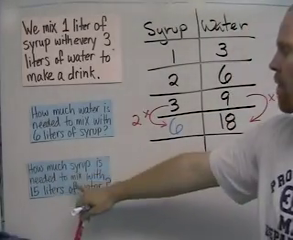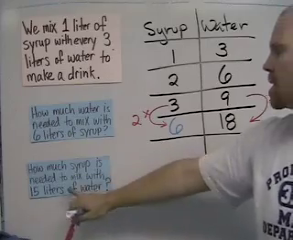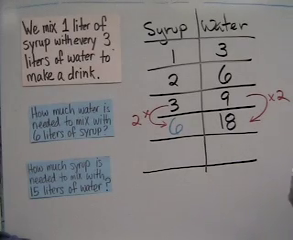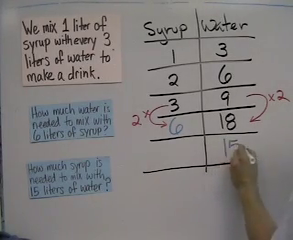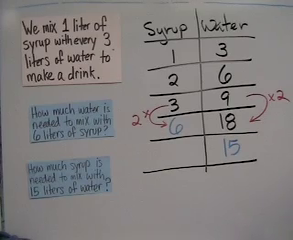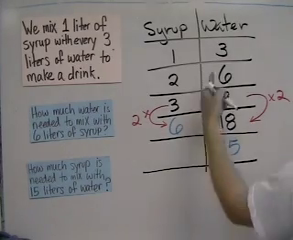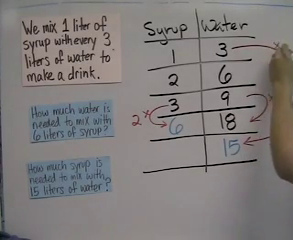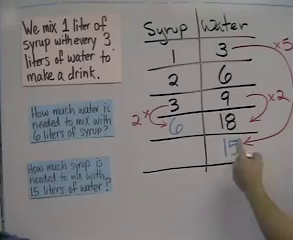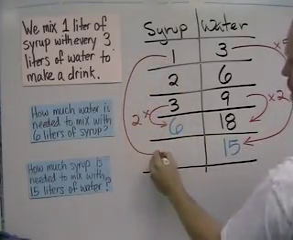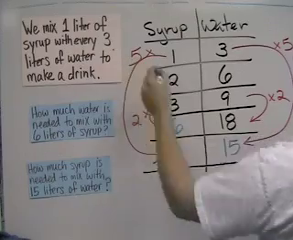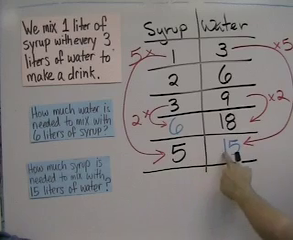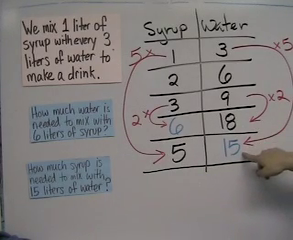And what if we have the question, how much syrup is needed to mix with 15 liters of water? So now we've got 15 over here, and we want to know how much syrup is needed. Well, that's a pretty easy problem because we can see that 3 multiplied by 5 gives us 15. So we could take 1 multiplied by 5, and we get the answer of 5 liters of syrup is needed if we're going to have 15 liters of water.